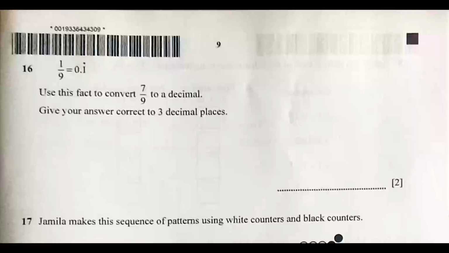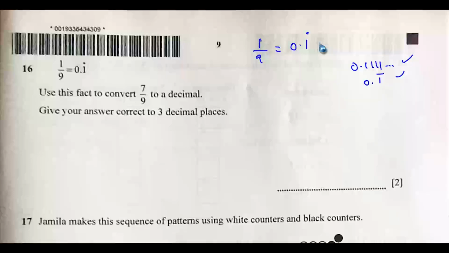That will be question 16. So you have 1 over 9 equals 0.11111. So this is a recurring decimal number. If 1 over 9 is equal to 0.1, this dot here tells us that 1 is a repeated digit, so it is the same as 0.1111 with an ellipsis, or 0.1 with a bar over it. So these are the 3 ways you could write a recurring decimal number.